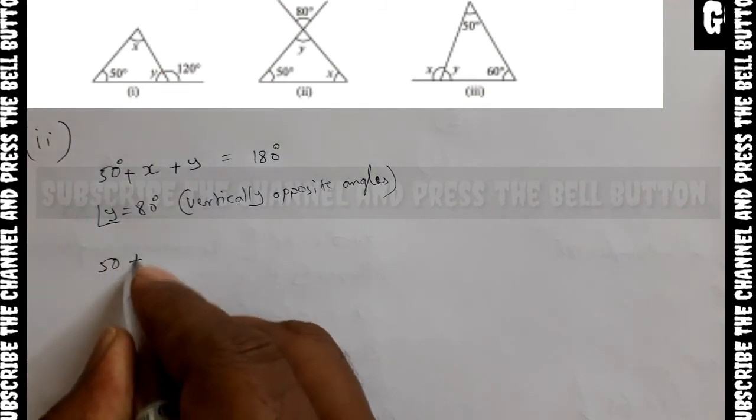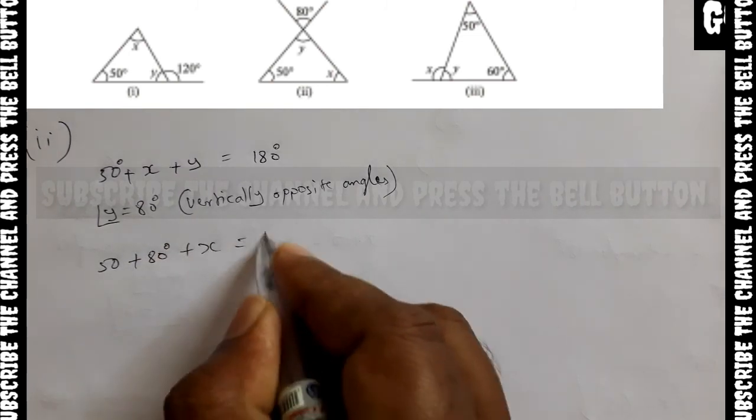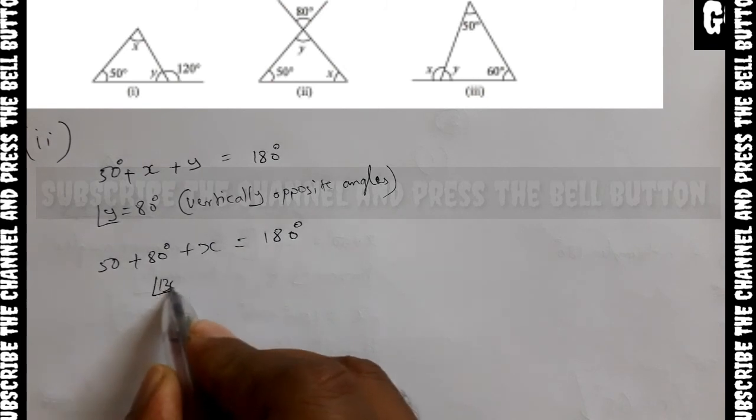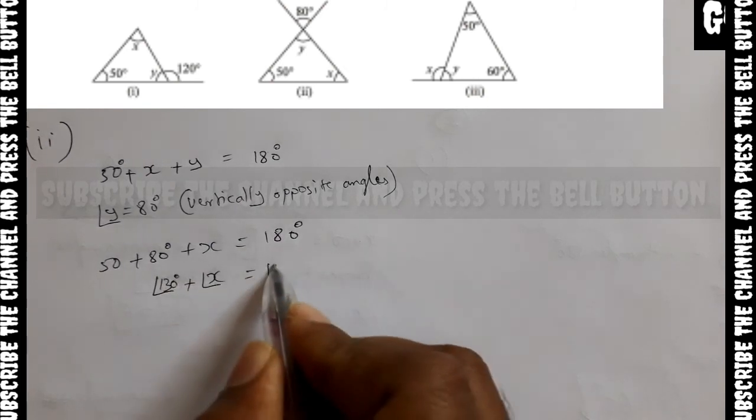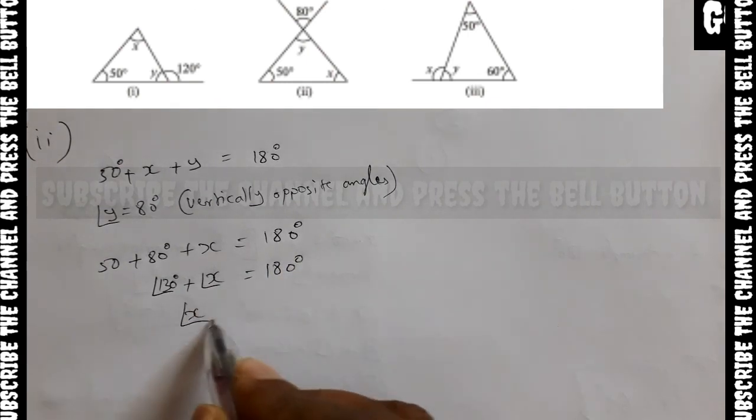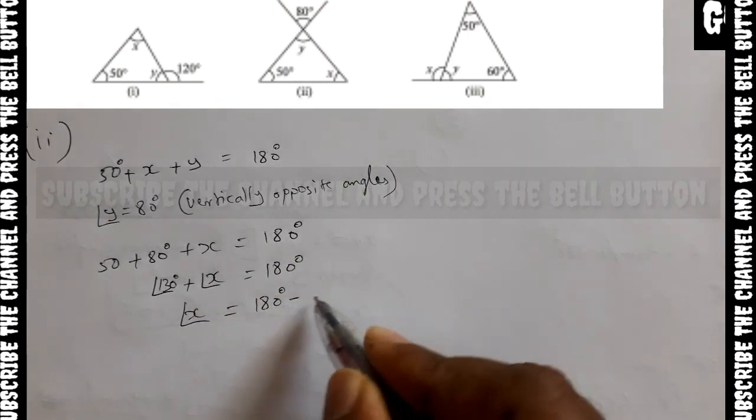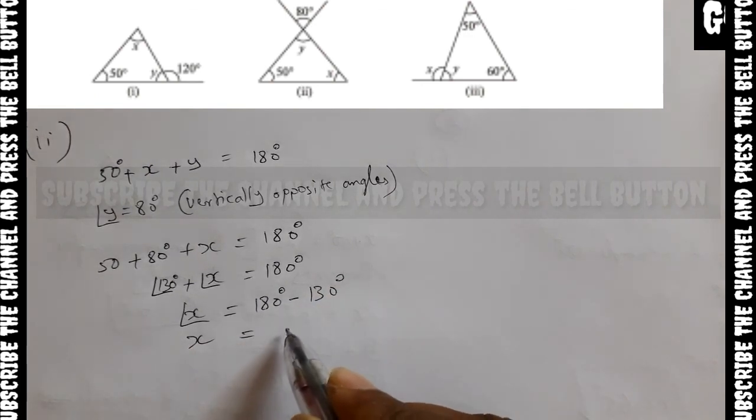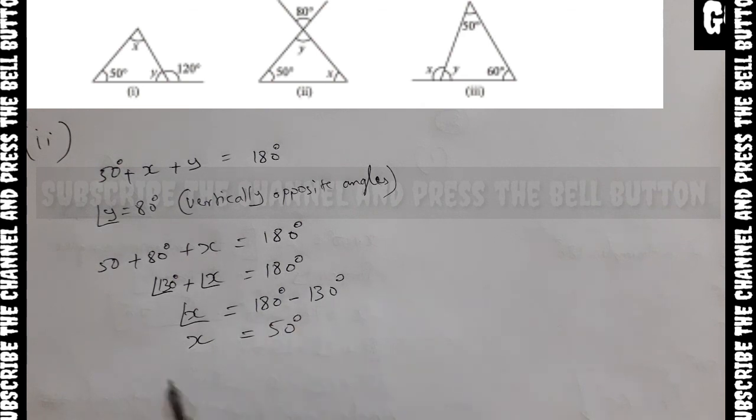That means we found y. Here 50 degrees plus 80 degrees plus x is equal to 180 degrees. 50 plus 80 is 130 degrees plus x is equal to 180 degrees. Angle x is equal to 180 degrees minus 130 degrees, angle x is equal to 50 degrees. That means we found angle y is equal to 80 degrees and angle x is equal to 50 degrees. This is the answer.